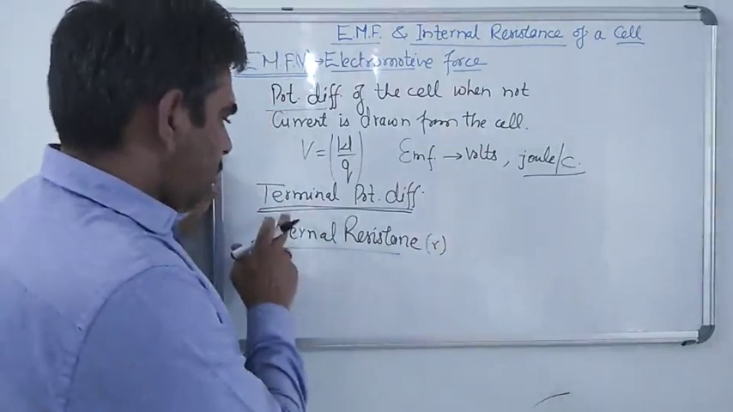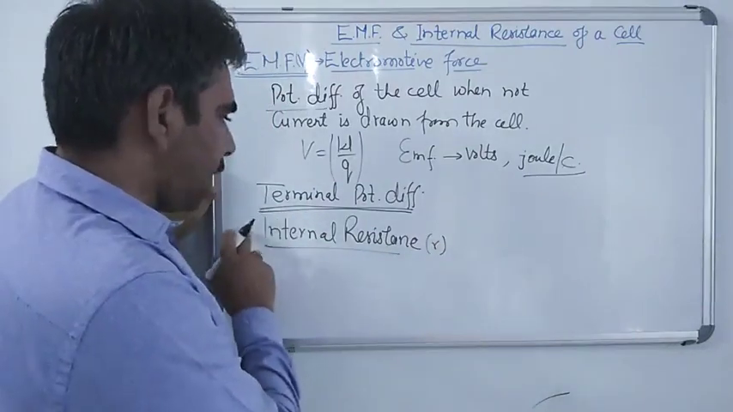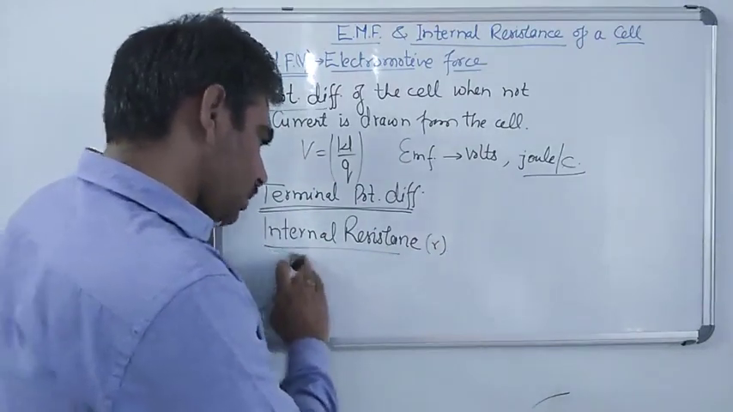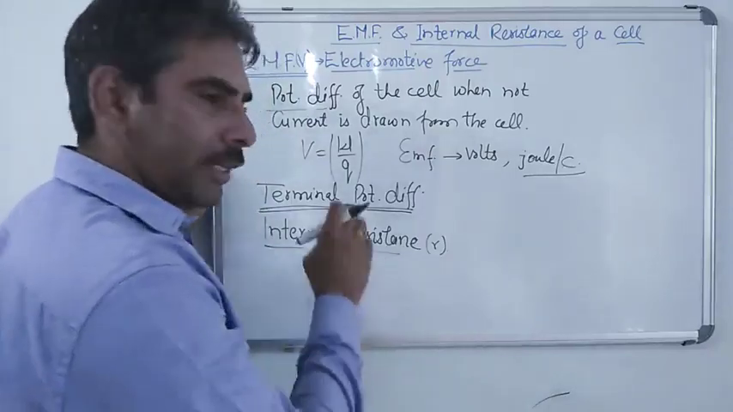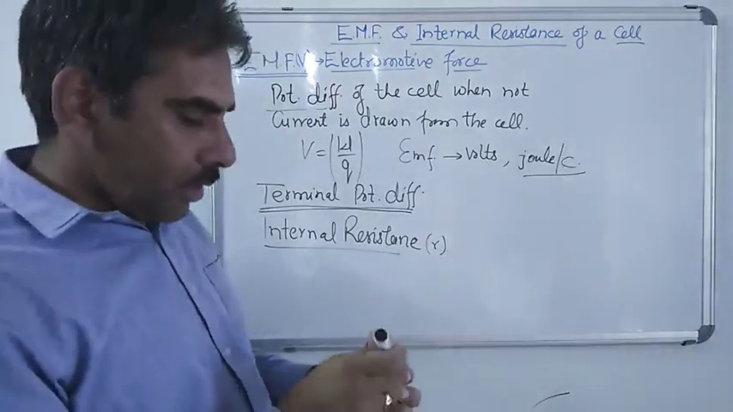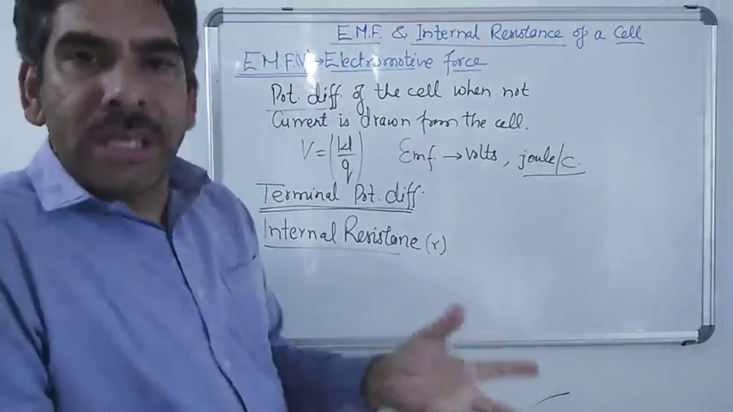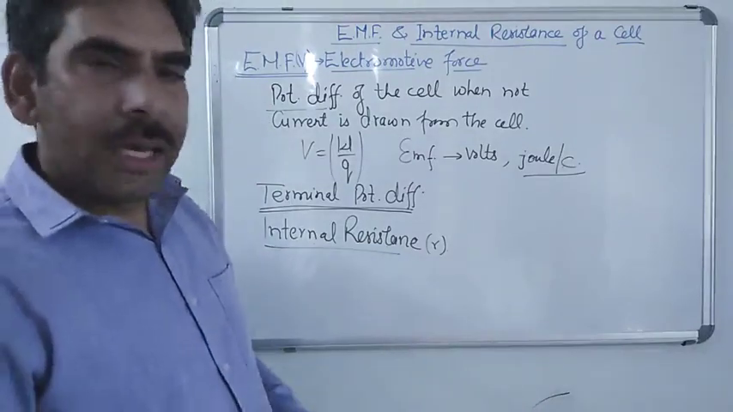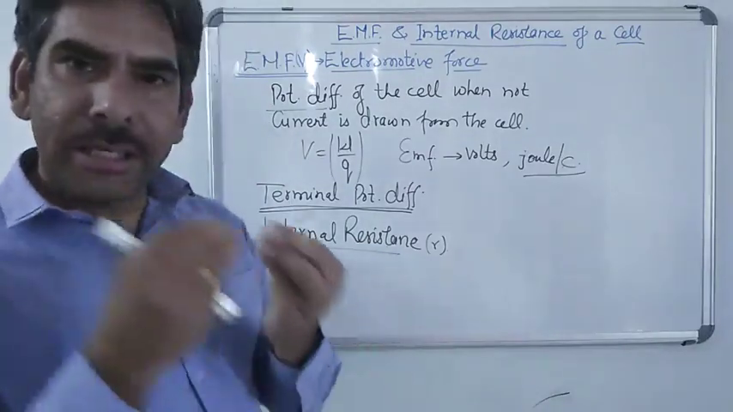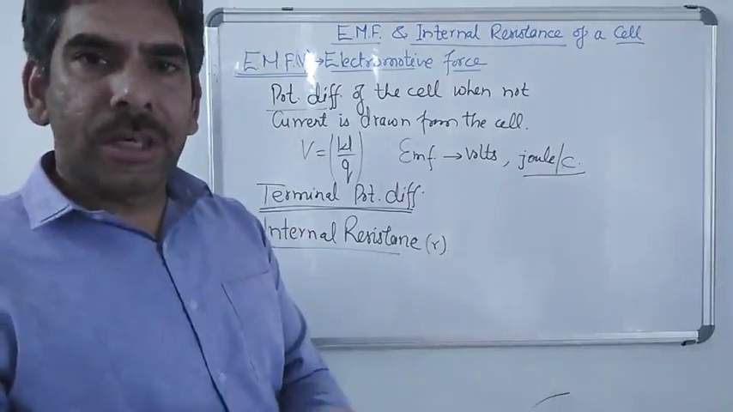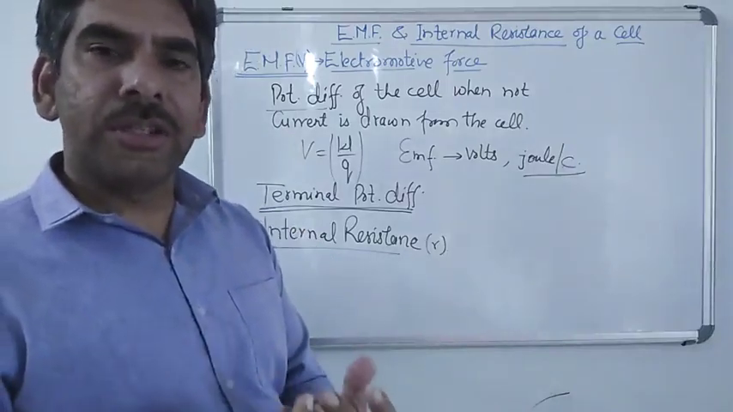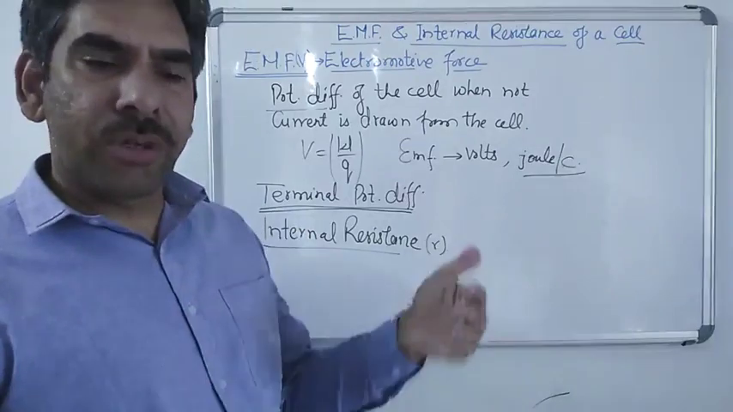So let us try to understand the terminal potential difference again. We have already understood what the internal resistance of a cell is. It is the internal property of a cell due to which it opposes the flow of current through the cell, simply. And the cause of the internal resistance of the cell is the electrolytic solution, the opposition offered by the electrolytic solution of the cell towards the charges flowing through it.